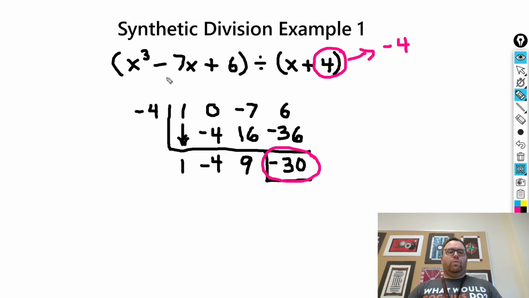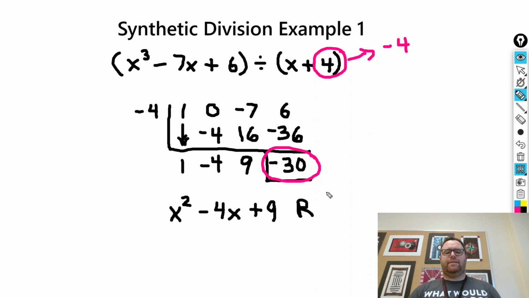Okay? We're dividing x cubed by x, so we're going to go down to the power of x squared. So we're going to have 1x squared, and I don't even have to write the 1. I'm just going to start by writing x squared for my solution. And then I have minus 4x, and then plus 9. And my remainder I can write as negative 30 over what I was dividing by, x plus 4.